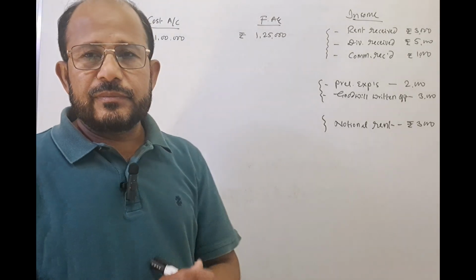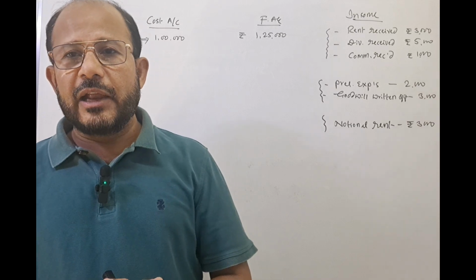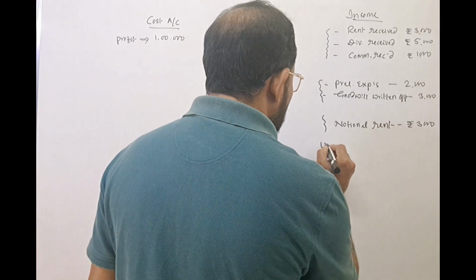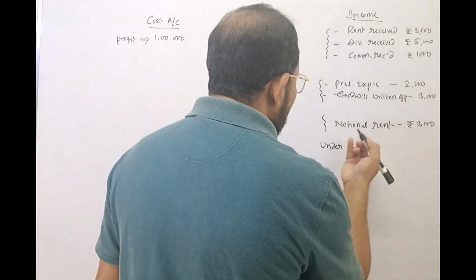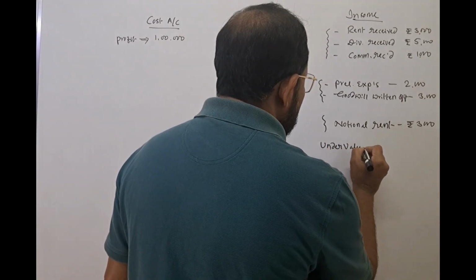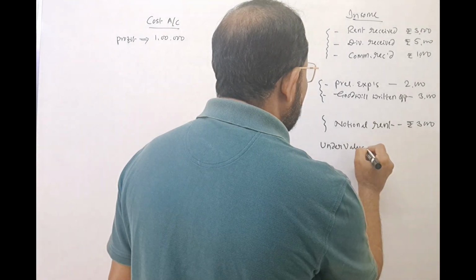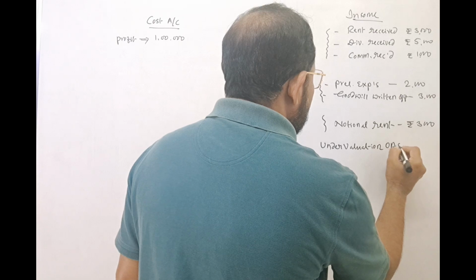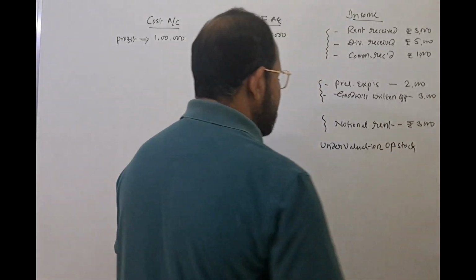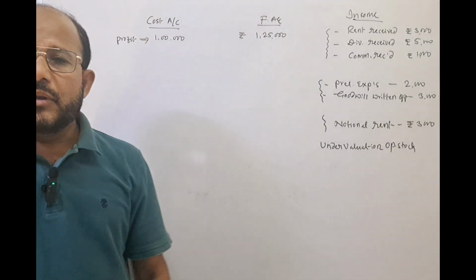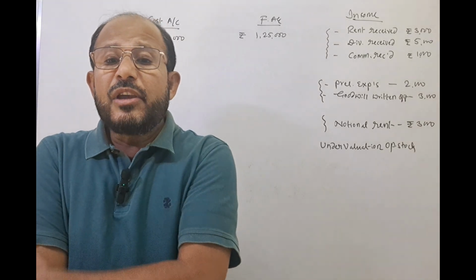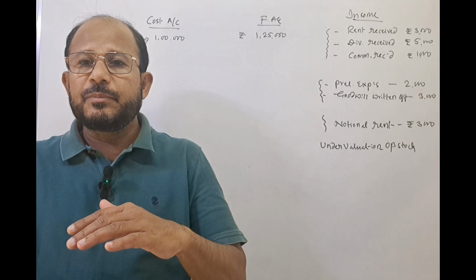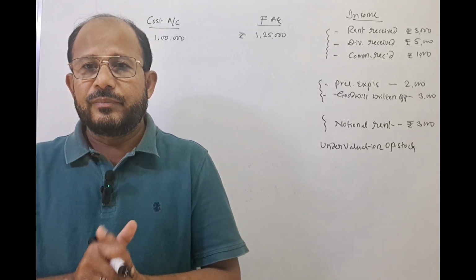And not only this, we can also come to know that there are so many other things, like undervaluation of opening stock, overvaluation of opening stock, undervaluation of closing stock, overvaluation of closing stock, etc. Here assume undervaluation of opening stock is there. Now try to understand here. Undervaluation of opening stock means here the profit as per cost accounting will be more.